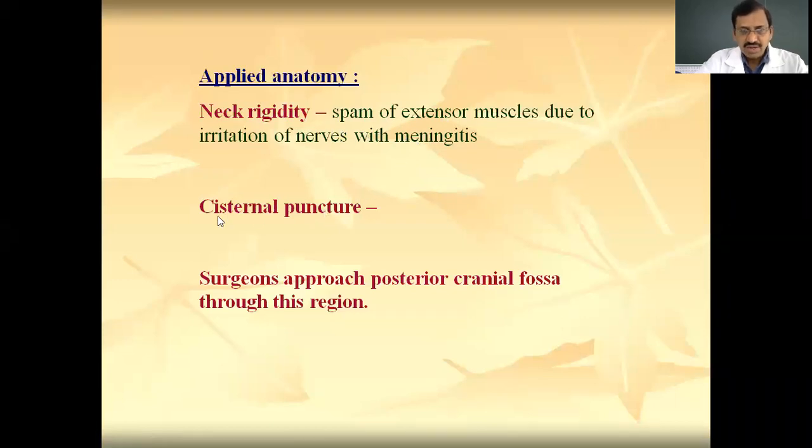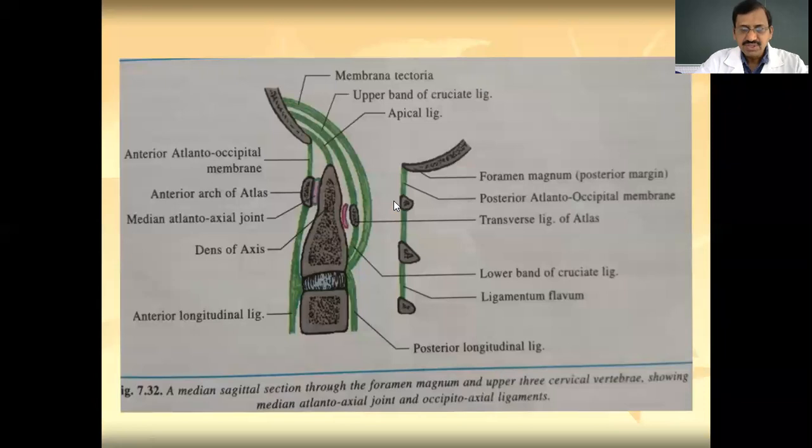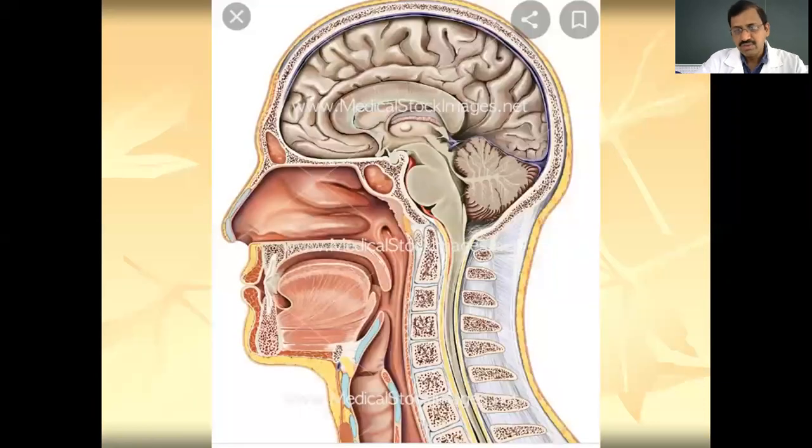Next, coming to another most important clinical thing, that is cisternal puncture. First, you're supposed to know what a cistern is. Within the central nervous system, there are some dilated areas between the nervous tissue and the meninges. They are called cisterns.